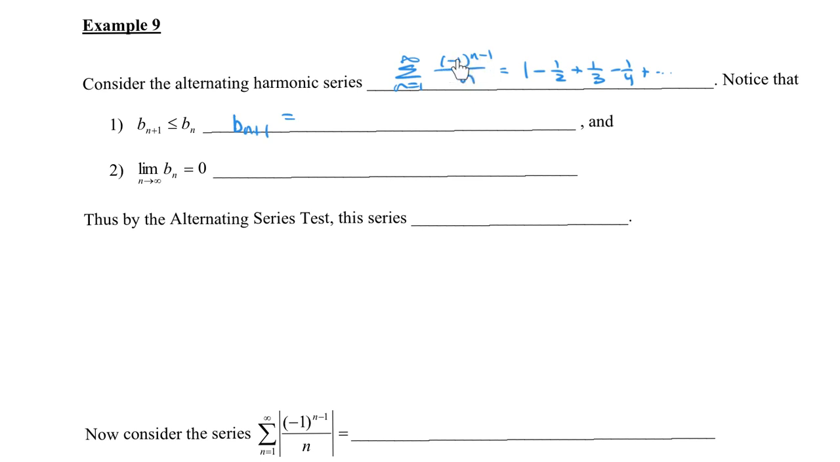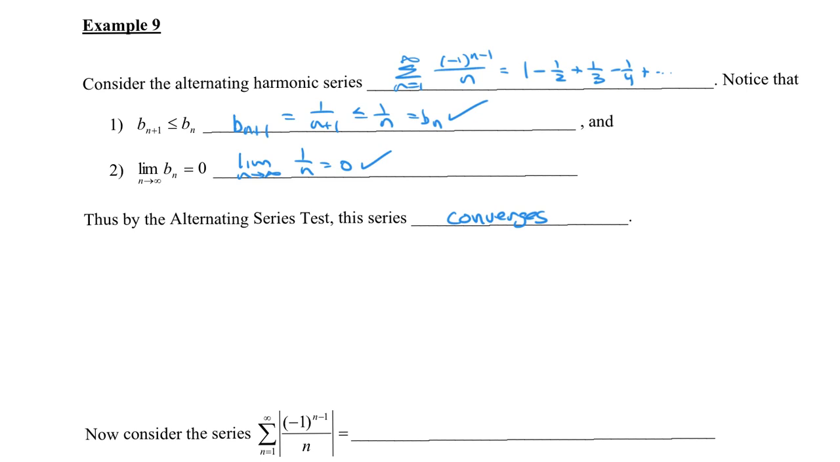The negative 1 part just turns into 1, so b sub n is 1 over n, and b sub n plus 1 is 1 over n plus 1, which is less than or equal to 1 over n, which is equal to b sub n. So the terms are decreasing. And the limit of b sub n is the limit as n approaches infinity of 1 over n, which equals 0. So by the alternating series test, this series converges.